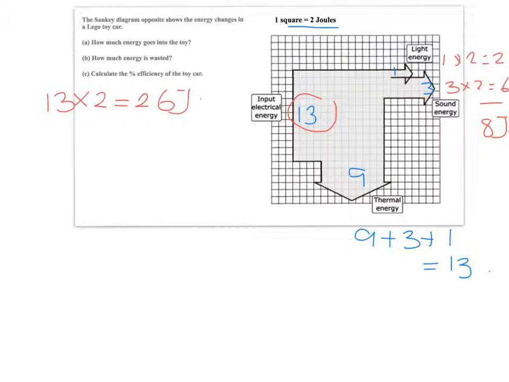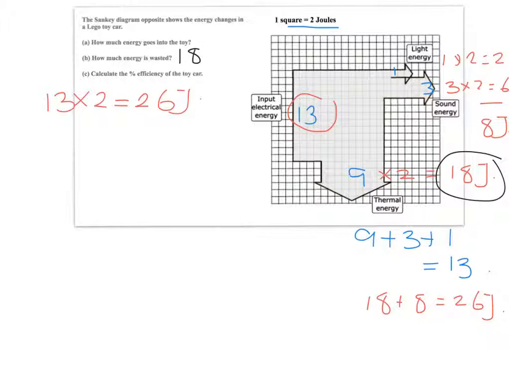And our 9, again, that's going to be multiplied by 2, that's 18 joules. So if we look at 18 plus 8, we should find that that comes to 26 joules. So our output energy equals our input energy. How much is wasted? So we can see that we've got 18 which is wasted, so that's our answer here.